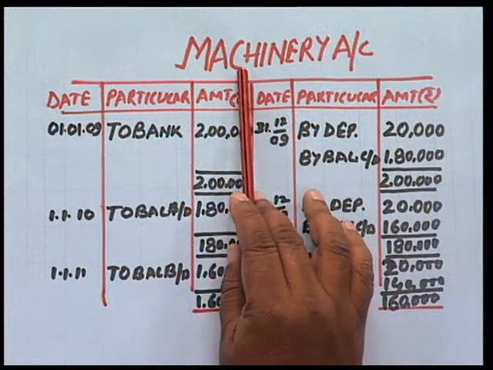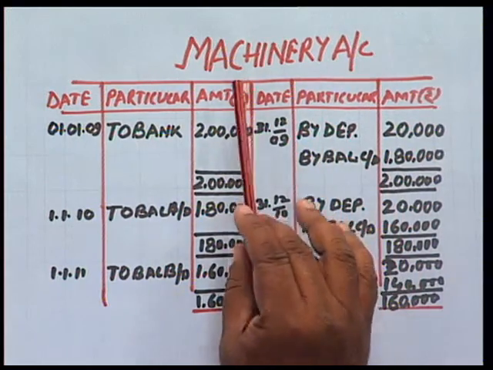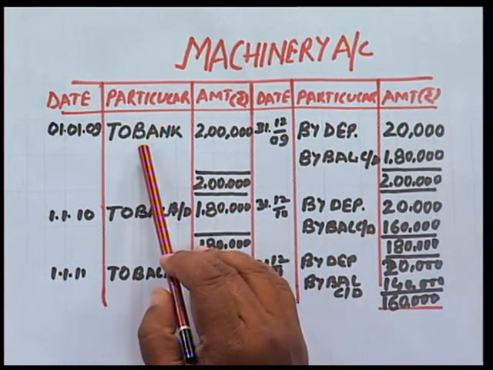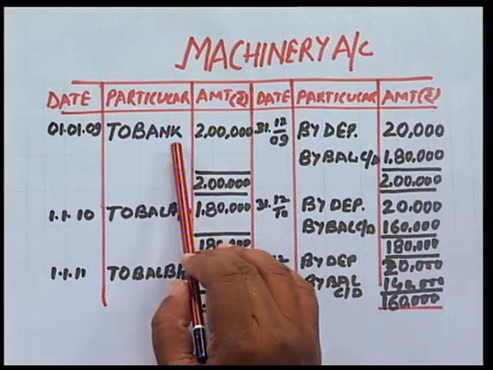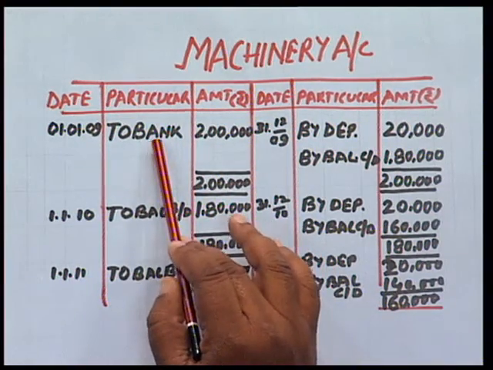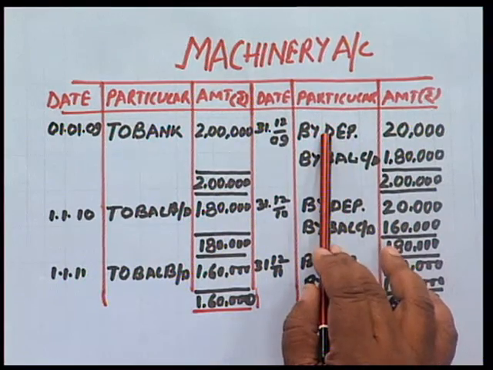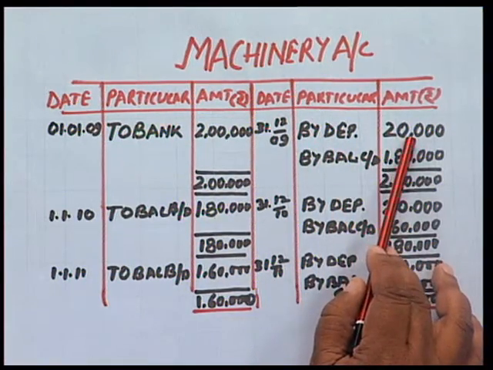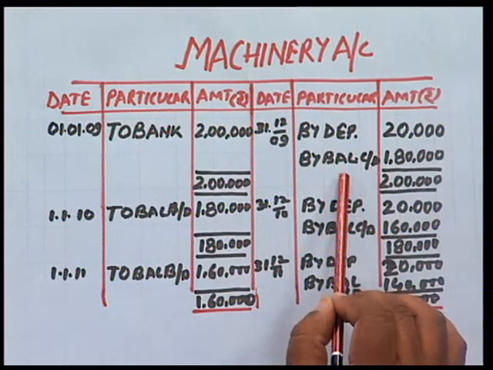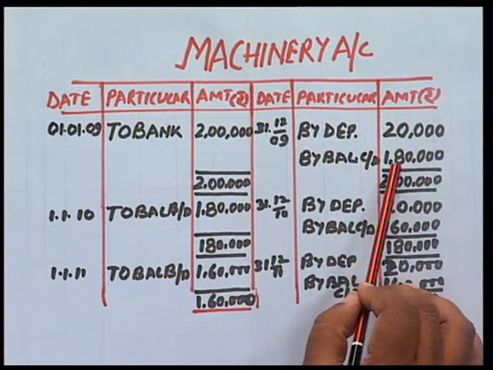We have to prepare the machinery account. In the machinery account on 1st January I have purchased machinery for rupees 2 lakhs, so we will post it in the machinery account to bank 2 lakh. Then we transfer the depreciation to machinery account, that is 20,000 rupees. At the end of the year, the balance of machinery will be 1,80,000.